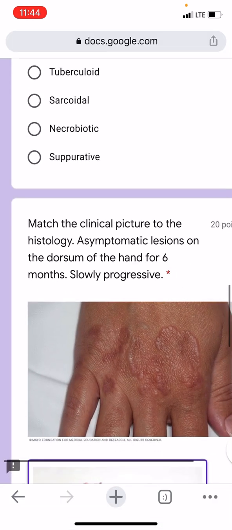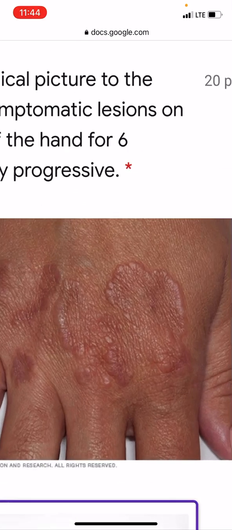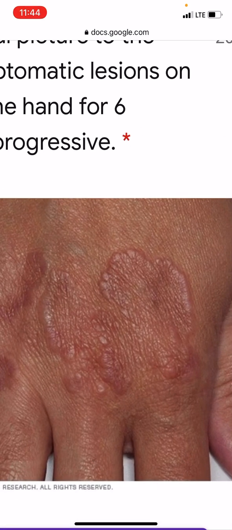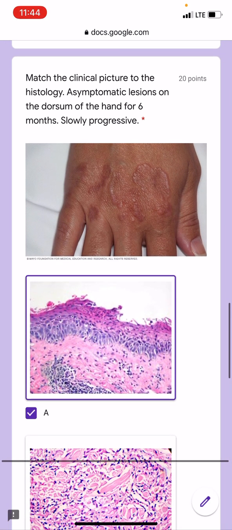All right. So this is in fact a very easy diagnosis clinically, and I hope that if you make the clinical diagnosis, then you'll be able to get the histology. So: asymptomatic lesions on the dorsal hand for 6 months, annular lesions with a sort of raised margin. This is granuloma annulare. I hope you got the diagnosis. So this is GA. Now histologically, GA should show a palisading granulomatous response.